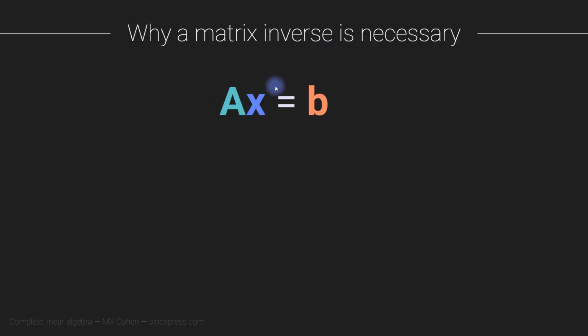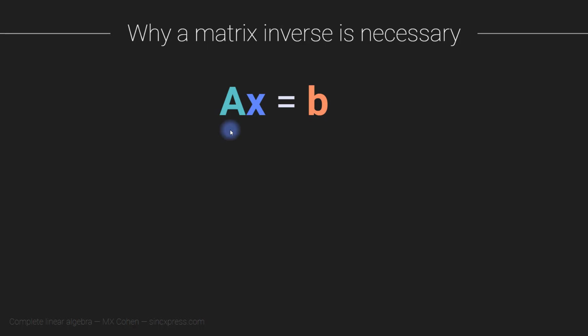Well, let's imagine we have an equation like this, where A is a matrix, X is a vector of unknowns, that's what we want to solve for, and B is another vector of numbers that we already know. So what we need to do to solve for X is isolate X on the left-hand side of the equation. Now we cannot divide both sides of the equation by A, because matrix division is not a real operation. It doesn't actually exist.